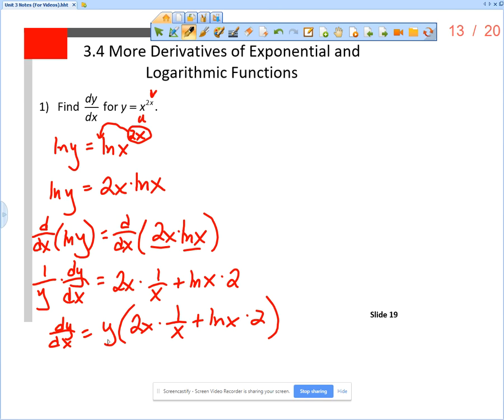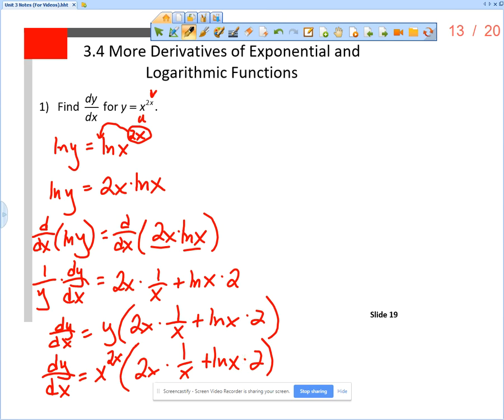And then our last step, step number 5, is to substitute in for y. Now, remember, we were trying to find the derivative of y equals x to the 2x. Well, what is x to the 2x? It's equal to y. So that means down here, dy dx equals y, which is x to the 2x, times the quantity 2x times 1 over x plus the natural log of x times 2. All right, so that is dy dx. Notice dy dx is isolated, and it is entirely a function of x.